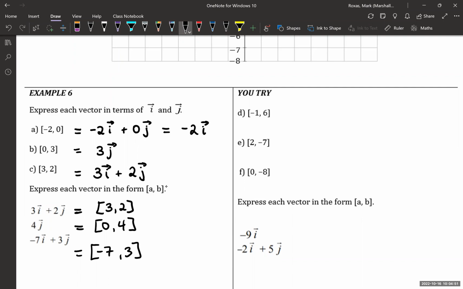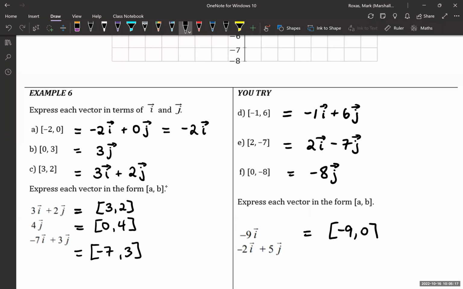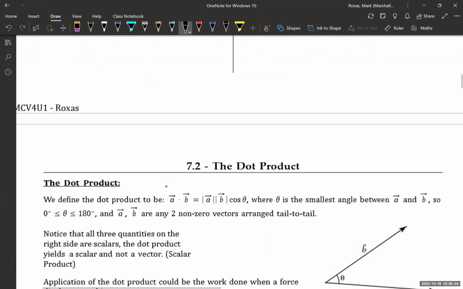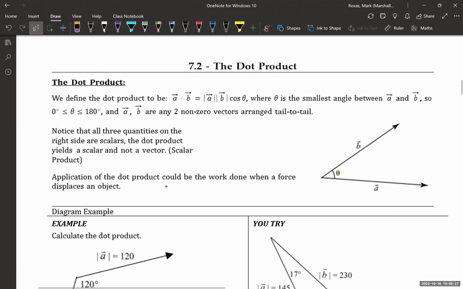Hopefully you've had a chance to try the questions on the right side. The answers are as follows. We're going to have -1i plus 6j. For the next one, 2i minus 7j. And for the third one, we're just going to have -8j. Expressing the unit vectors in the form [a, b], we're going to have [-9, 0]. And for the second one, we're going to have [-2, 5]. Okay, let's move on to what we are going to do in this lesson, the dot product.